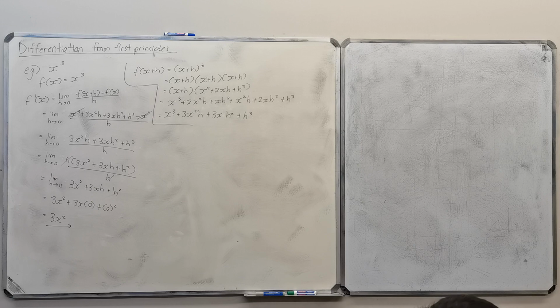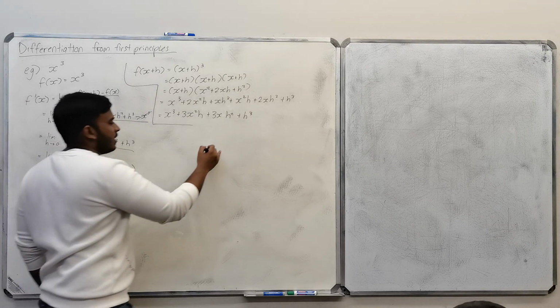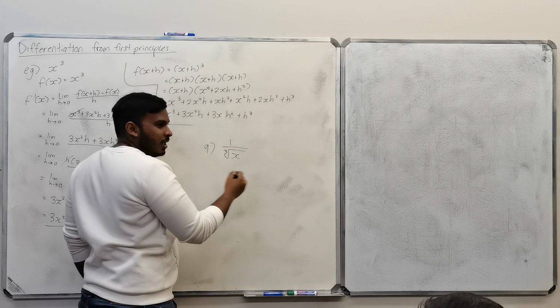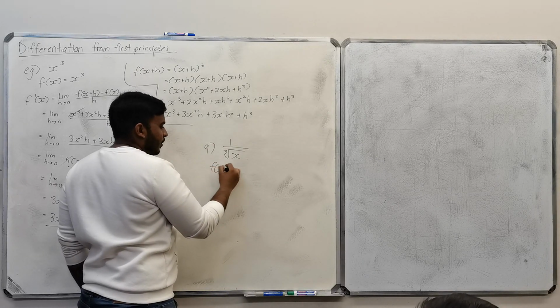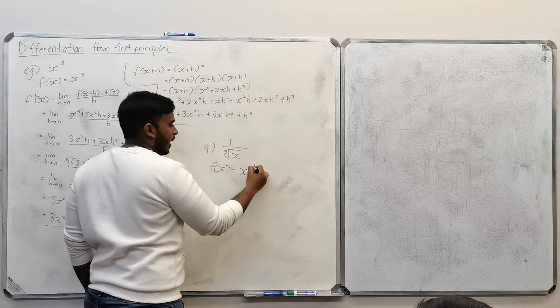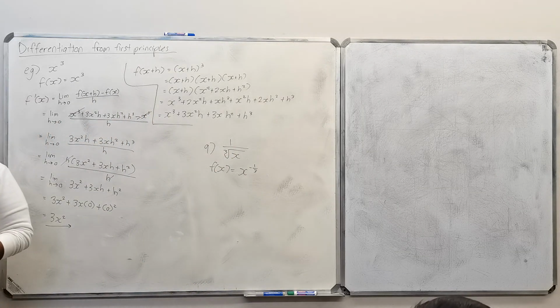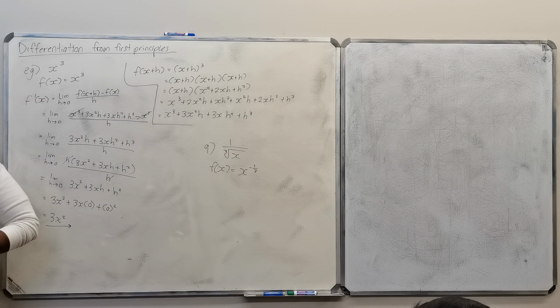And have a 9 in the exercise? What is the other one? I think it's a cube root, 1 over 3. So the number 9 in the exercise is 1 over the cube root of x. So your f of x would be equal to x to the power minus 1 over 3. And you use that to solve. So you obviously have to use binomial theorem.